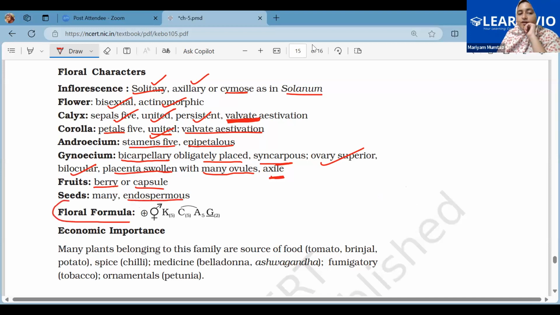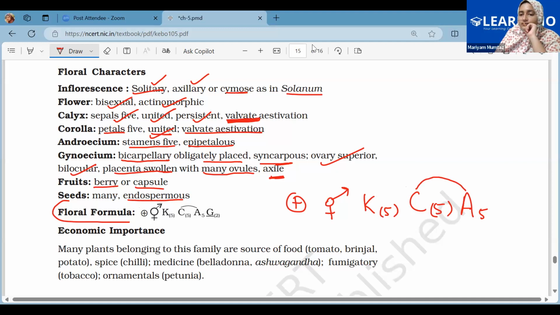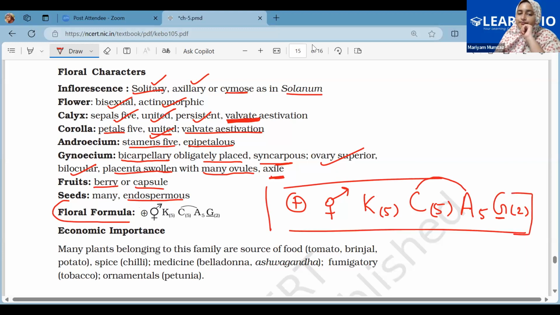And talking about their floral formula, they are like this: plus symbol for actinomorphic, this symbol for bisexual, then K for calyx. How many sepals are there? 5. They are fused, so we'll put brackets. Then corolla. How many petals? 5. And they are also fused, so we'll put it like that. And androecium. How many stamens are there? 5. But they are epipetalous, so they are attached onto the petal. Lastly, gynoecium. They are superior, with the ovary above. And then they have 2 locules and they are syncarpous. So bracket. So this is the floral formula of Solanaceae.